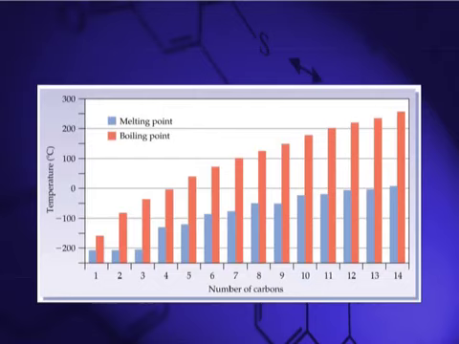Here is a table that nicely summarizes the trend in the melting point and the boiling point of hydrocarbons as the number of carbons increase. Here we can see definitive increase in the melting point and the boiling point as the number of carbon increases, therefore the number of electron increases, and therefore the amount of London dispersion force increases.